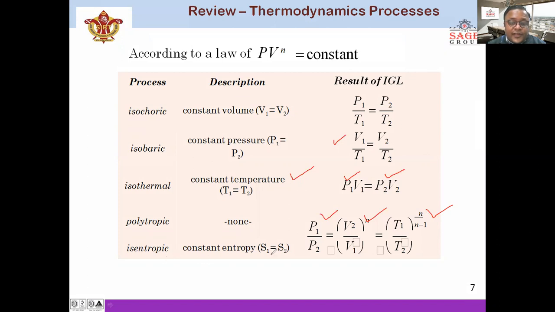Isentropic process, where the entropy remains constant. The formula is S1 = S2, because the heat transfer is zero: no heat enters from the surroundings to the system and no heat leaves from the system to the surroundings. When the heat transfer is zero, there is no change of entropy. It means entropy remains constant, and the process is called the constant entropy process, S1 = S2.